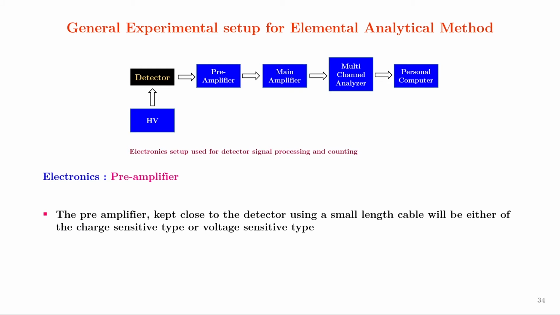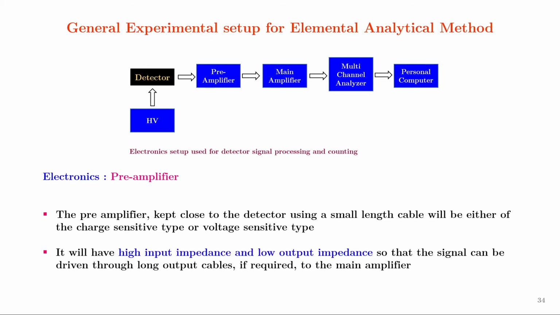The preamplifier, which is kept close to the detector using a very small length cable, will be either of the charge sensitive type or voltage sensitive type. It will have high input impedance and low output impedance so that the signal can be driven through long output cables if required to the main amplifier. The gain of the preamplifier is not significant.